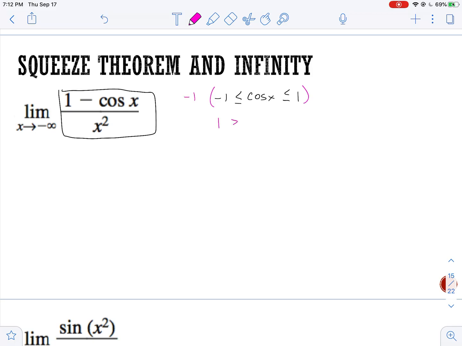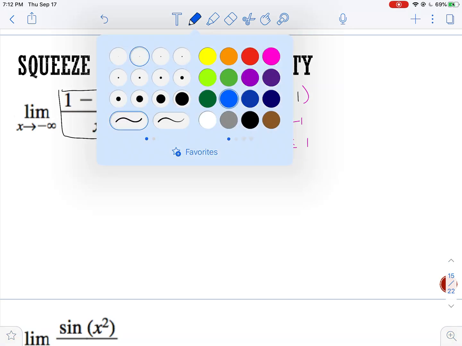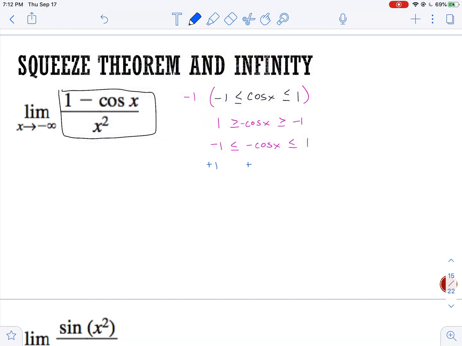So since I want negative cosine, I'm going to multiply every term in here by negative 1. So that's going to change that to positive 1, and all the signs are going to flip. And then this would be negative cosine, and then this would be negative 1. I'm going to write it the other way because I like looking at it that way better. And now I have this expression. So now I have the negative cosine. I need that 1 in front, so now I'm going to add 1 to each piece. And we're just using the addition property of equality and the multiplication property of equality, so we're still good. So now I have 0 is less than or equal to 1 minus cosine x, which is less than or equal to 2.